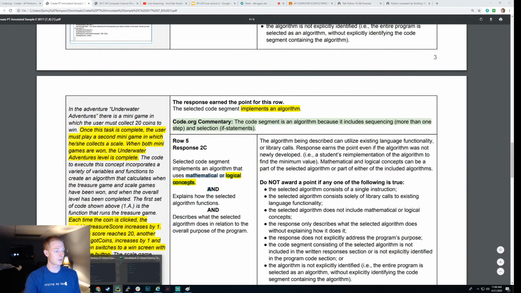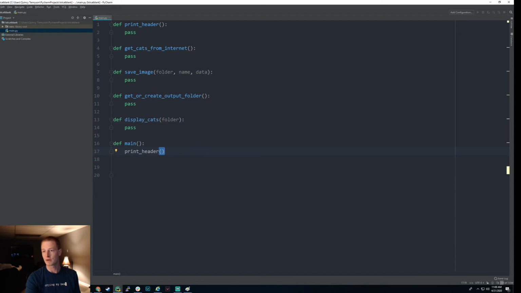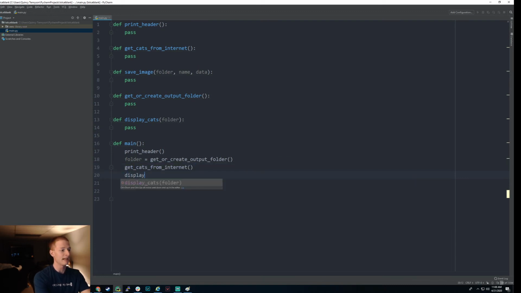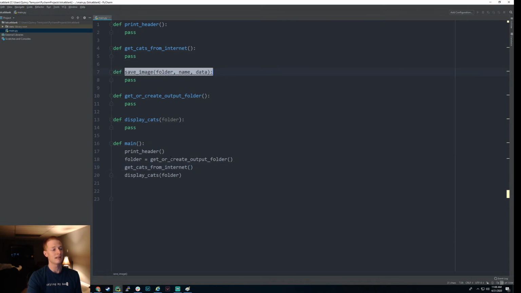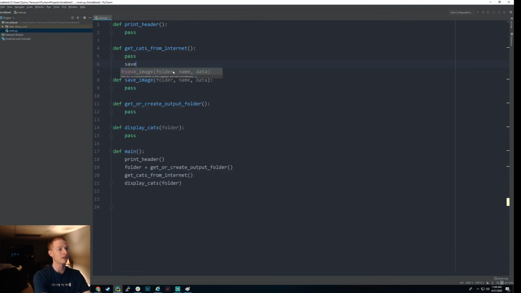So let me go back to this real quick. We'll just kind of finish our thought. So our main function, let's see, we're going to have a folder that comes from get or create output folder. We'll download our cats. So we'll get cats from the internet, and then we'll display cats using that folder. And we can presume again that save image, right? This might be nestled inside of get cats from internet. So I might come up here and say I'm actually going to call save image here. And then I would need folder name and data. But I'm not going to go through and actually write all this code. I'll show you the final code here in just a second.